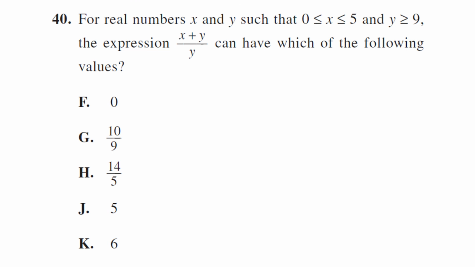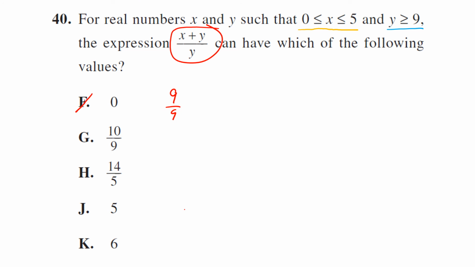For real numbers, x and y, such that x is greater than 0 and less than 5, so 0 to 5, and y is greater than 9, which of the following could be the expression x plus y over 9? Well, I know it's not going to be 0, because y is greater than 9 and x is greater than or equal to 0, so the top number is at least going to be 9, the bottom number is 9. So if I just had 9 divided by 9, that's going to be at least 1, so F is out.